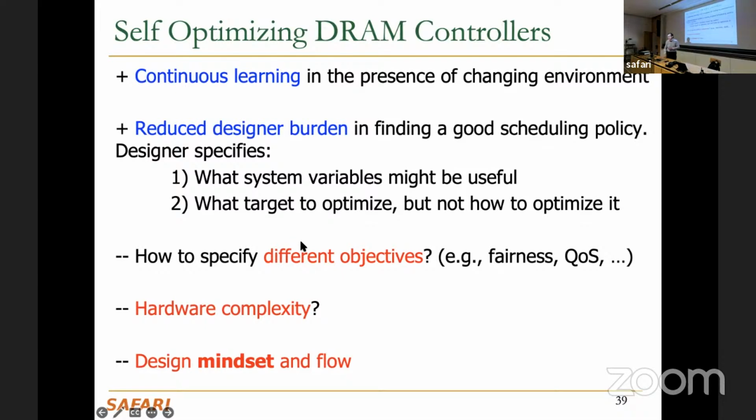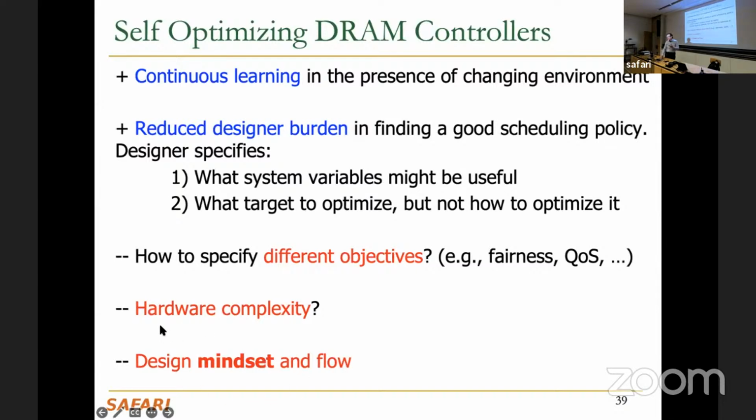But of course, there are difficulties also. How do you specify different objectives? We just looked at performance. If you look at fairness, quality of service, energy, this becomes more and more complicated. But this is a good direction to think about also. Hardware complexity is always a concern, but maybe the benefits justify the complexity. Complexity is always a double-edged sword, right? Without cost, you cannot get to a better way of doing things. But it's still good to keep in mind.